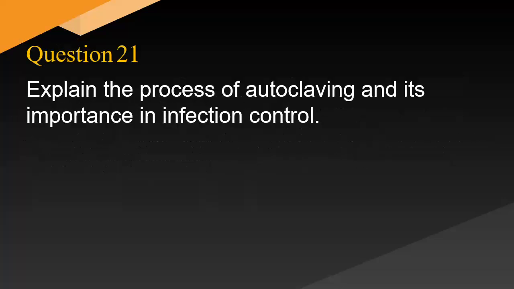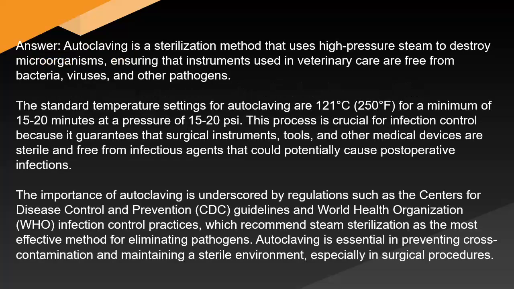Explain the process of autoclaving and its importance in infection control. Answer. Autoclaving is a sterilization method that uses high-pressure steam to destroy microorganisms, ensuring that instruments used in veterinary care are free from bacteria, viruses, and other pathogens.